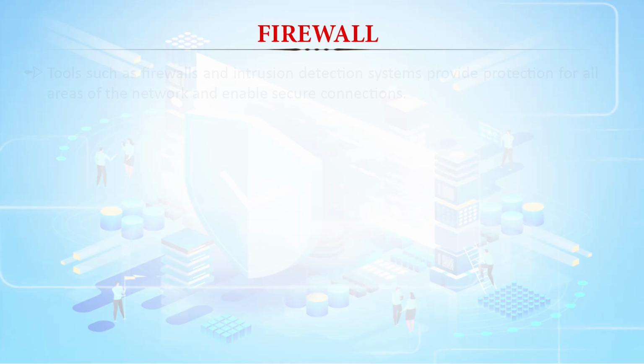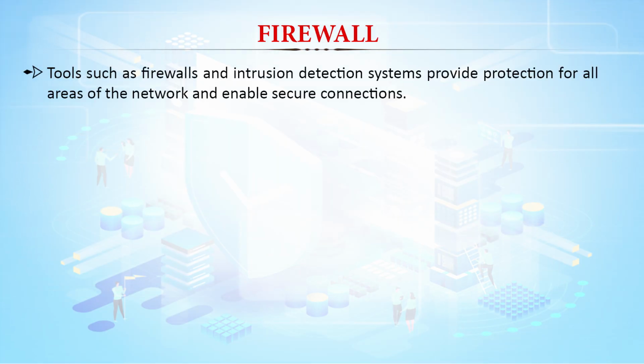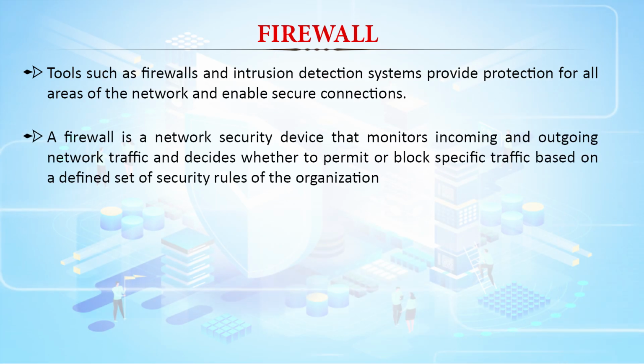Now move to the next security tool, the firewall. Tools such as firewalls and intrusion detection systems provide protection for all areas of the network and enable secure connections. What is a firewall? A firewall is a network security device that monitors incoming and outgoing network traffic and decides whether to permit or block specific traffic based on a defined set of security rules of the organization.